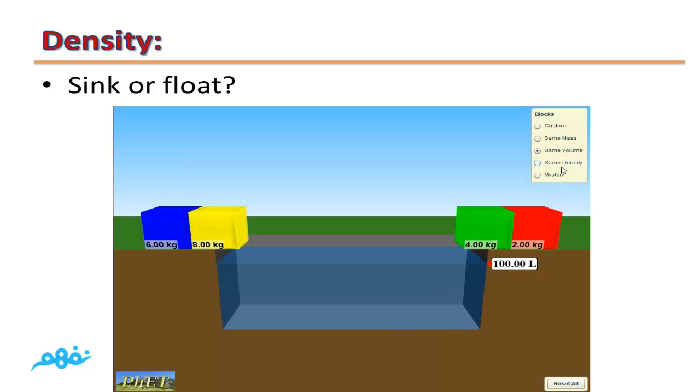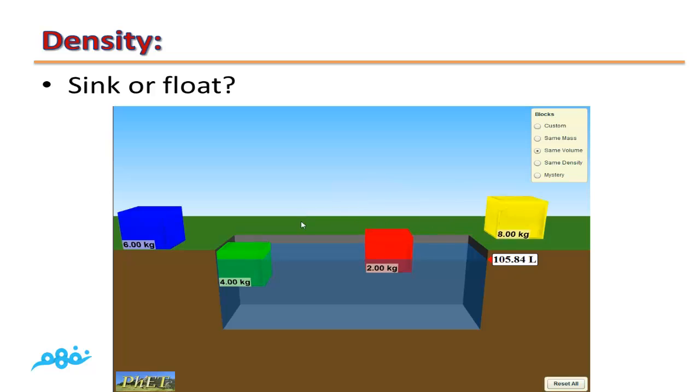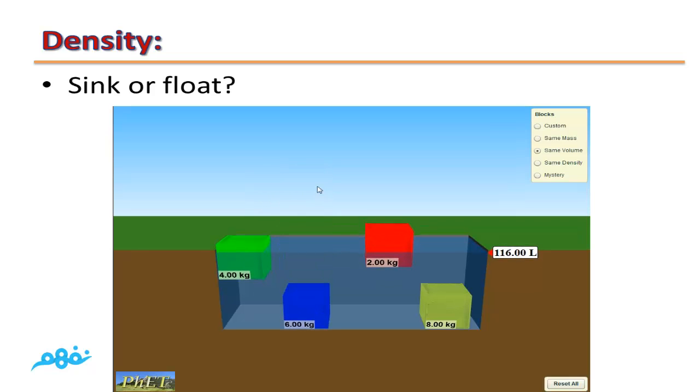What about having the same volume? These 4 cubes have the same volume, but as you can see, they have different masses. This is because they have different densities. Some of them sink, some of them float.